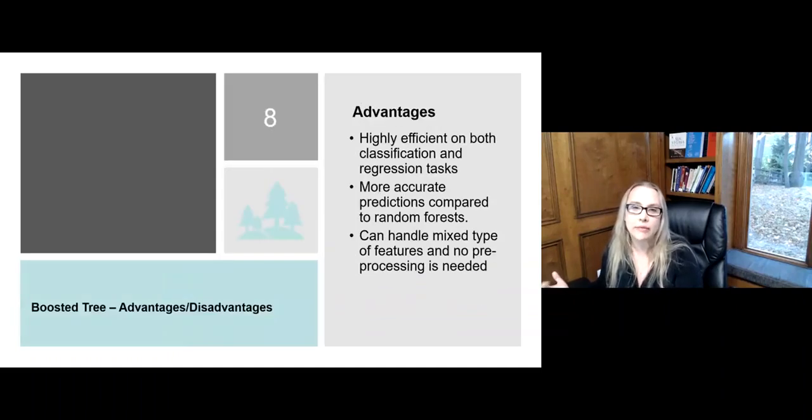So what are some of the advantages of this approach? It is highly efficient on both classification and regression tasks. It has more accurate predictions compared to a random forest, so the learning that takes place from the errors improves the prediction accuracy more than a random forest does. At least that is generally what you see in most of the problems. And it can handle mixed types of features, and pre-processing is not needed.